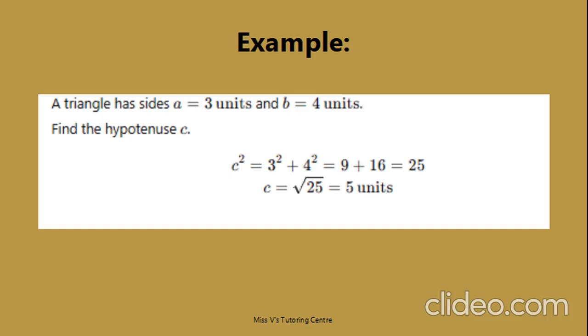So in this example, a triangle has sides a, which is equal to 3 units, and b, which is equal to 4 units. To find the hypotenuse, which is c, we say c squared is equal to 3 squared plus 4 squared. So 3 squared is equal to 9 and 4 squared is equal to 16. That, when we add it together, gives us 25. So now we say c is equal to the square root of 25, and the square root of 25 is 5.